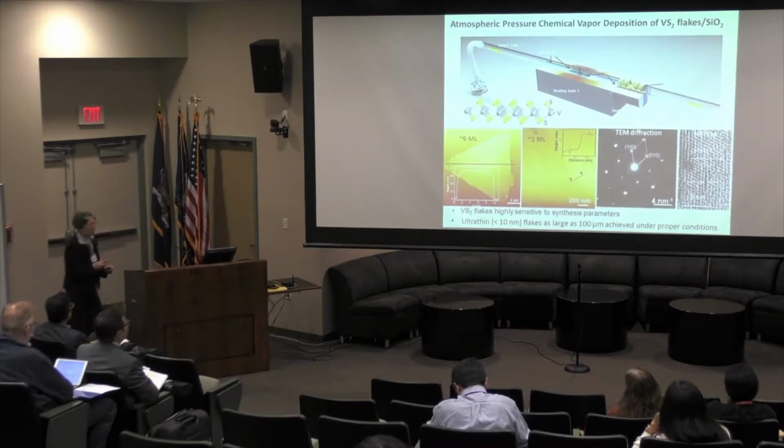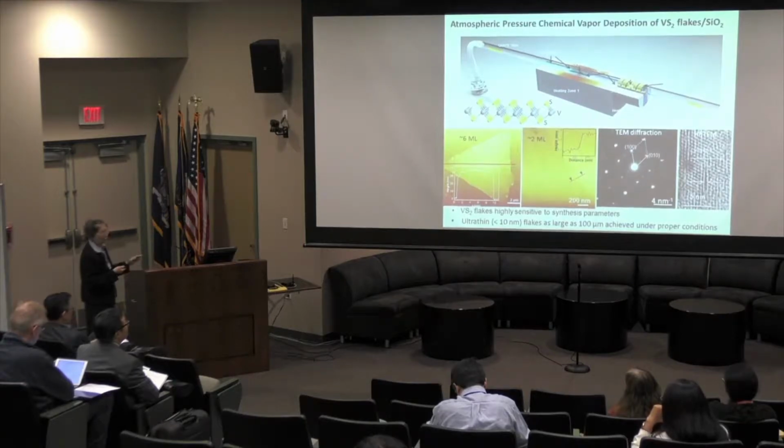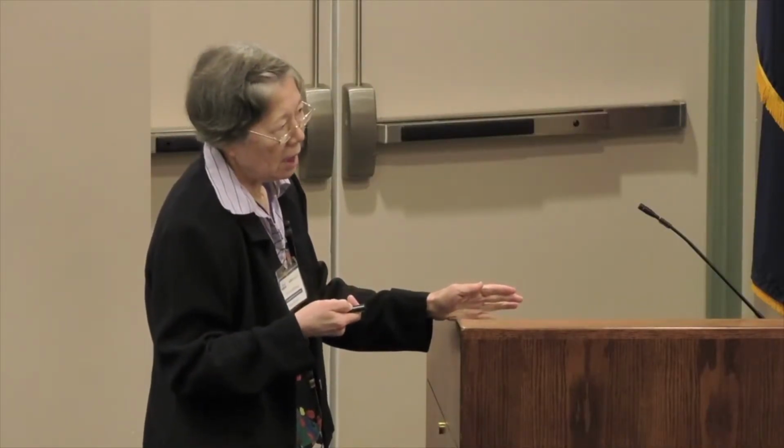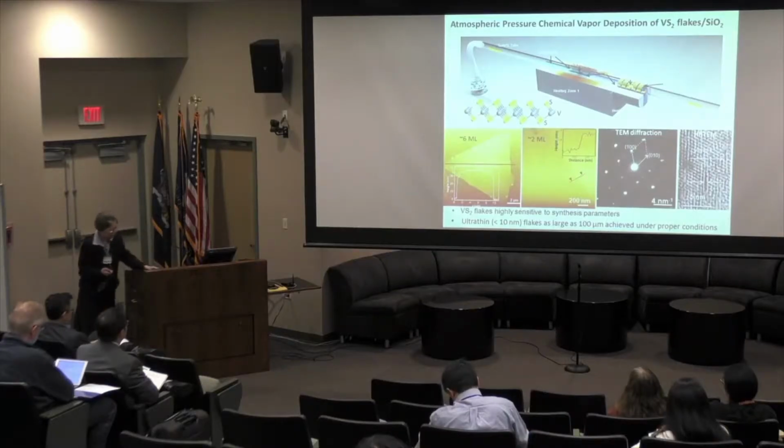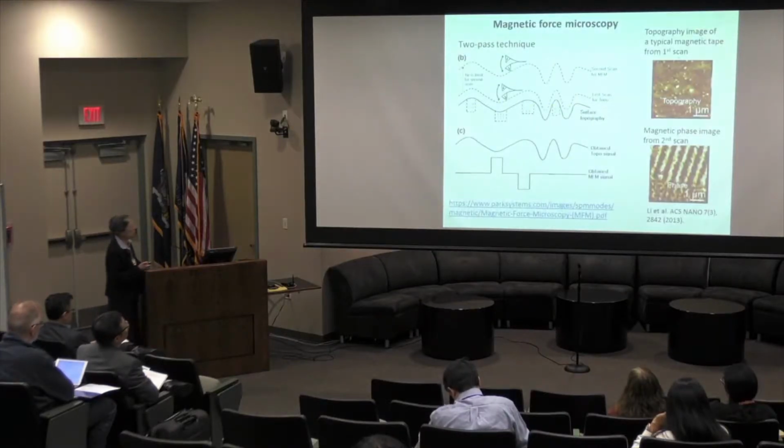The problem about CVD growth is that it's not purely one thickness. So sometimes 2 monolayer, sometimes 6 monolayer. Also, the size could be different, but we are able to grow up to 100 micrometer, which is very large compared with other people's work.